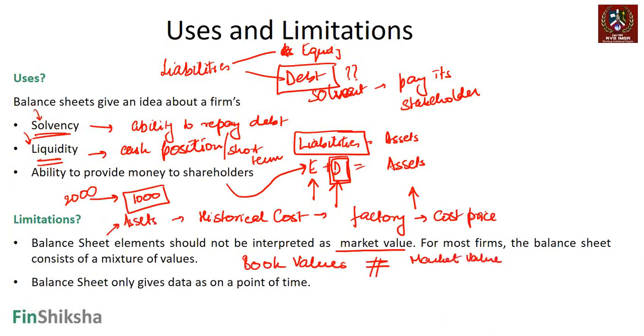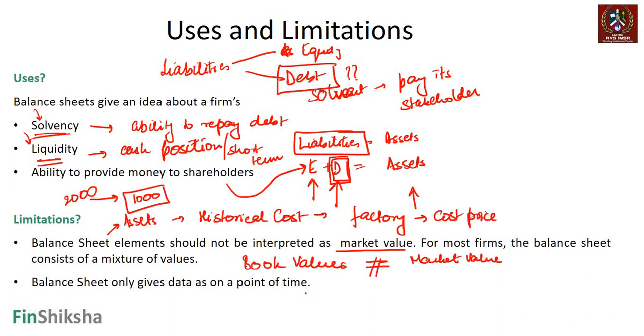And that's one of the limitations of the balance sheet, because the balance sheet sometimes does not give the picture on what a particular stock should trade at, because all it gives is the equity book value. It does not give the market value. We'll look at this in more detail as we go along, right?